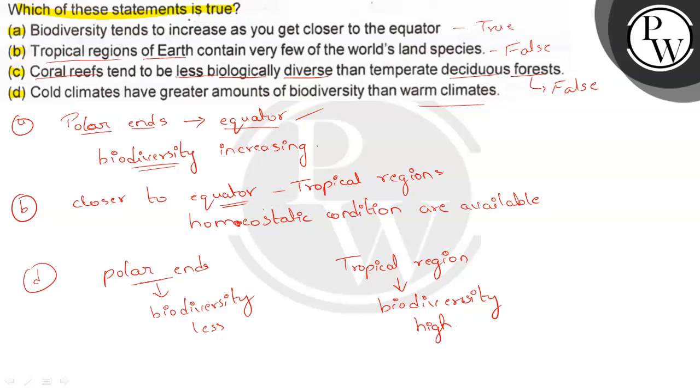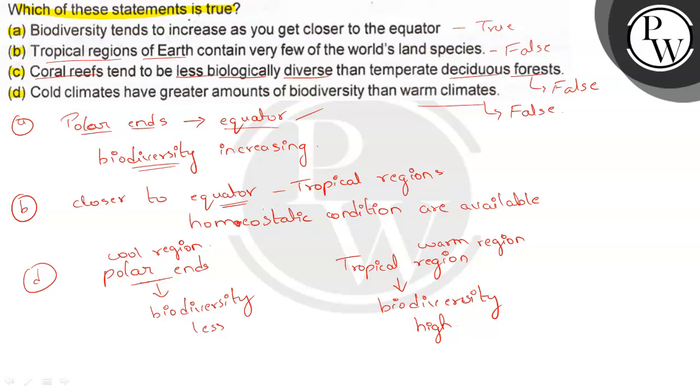So tropical regions, that are warm regions, have high diversity, whereas cool climatic conditions have low biodiversity. So they have given it in reverse in the statement. So this statement is also false.